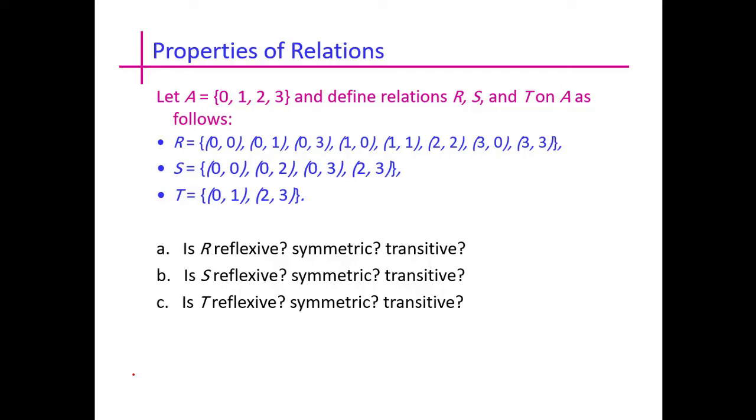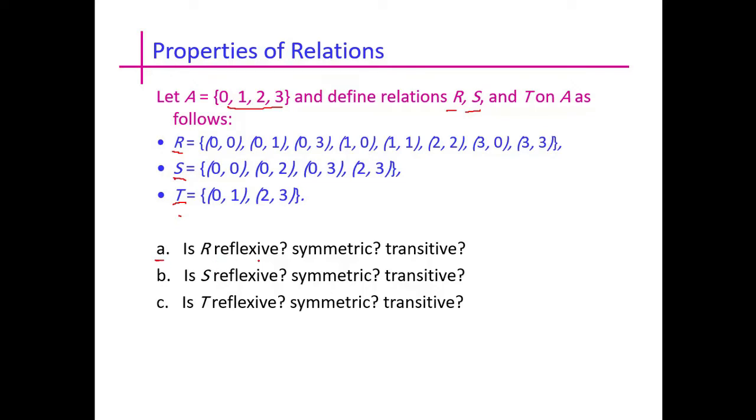Now we see here some properties of relations through examples. Let A be a set with the given elements, and we define relations R, S and T on A as follows. R is the given relation and these are the elements of R, S is defined as given, and T is also defined with these two elements.